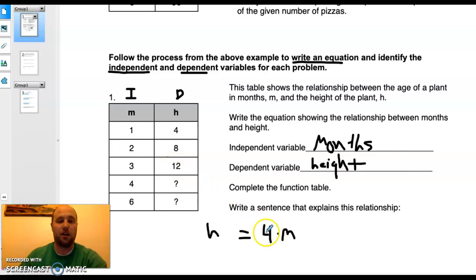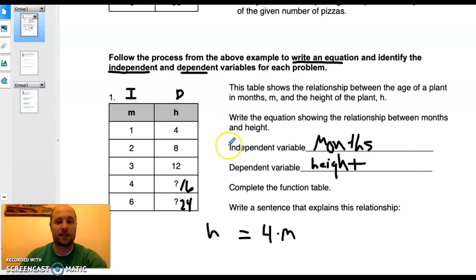So let's finish it. 4 times 4 is 16. And then 6 times 4 is 24. So you just did all 3 things that I need you to do today.